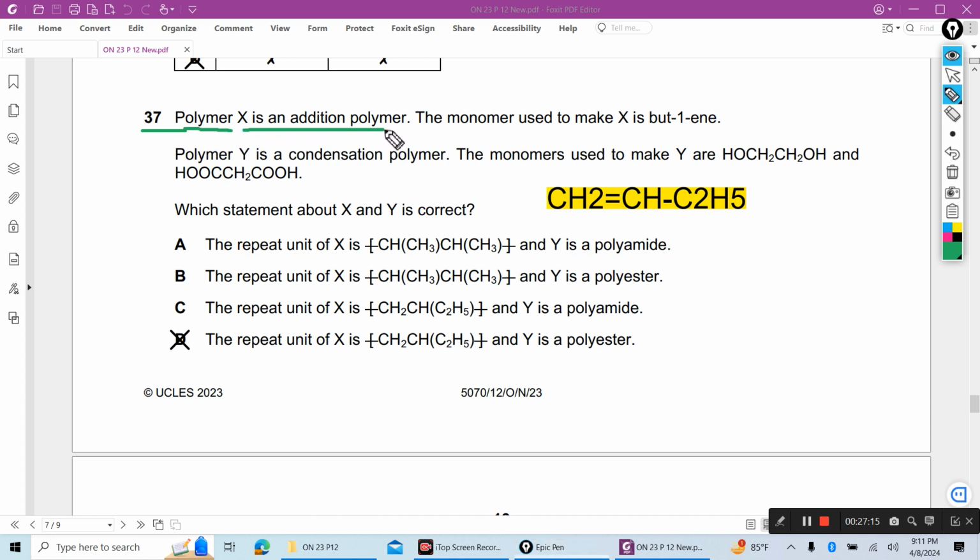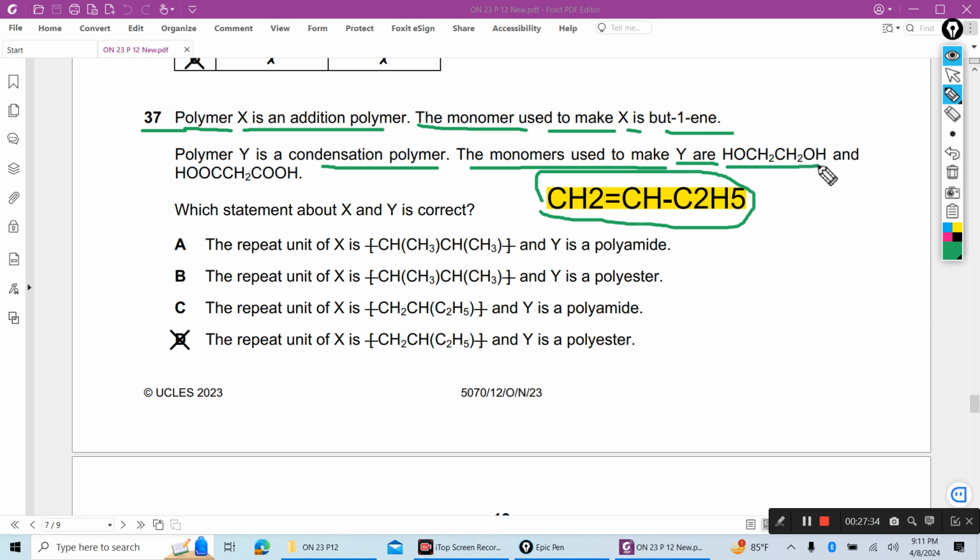Question 37. Polymer X is an addition polymer. The monomer used to make X is but-1-ene. This is the but-1-ene. Polymer Y is a condensation polymer. The monomers used to make Y are ethane diol and propanedioic acid, a dicarboxylic acid. So which statement about X and Y is correct? You see, D is the correct answer.